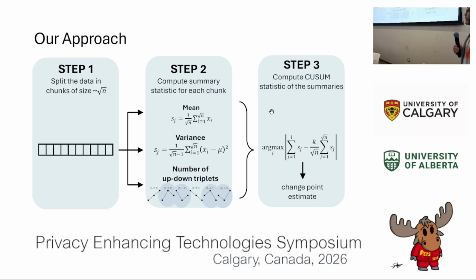Final part, once we get this kind of summarized statistics, so we get a new time series with length square root of n, each element being the corresponding summary value, then what you're going to do is substantially perform a mean change point detection. And for this, you can directly use a well-known method that is called cumulative sum statistic.